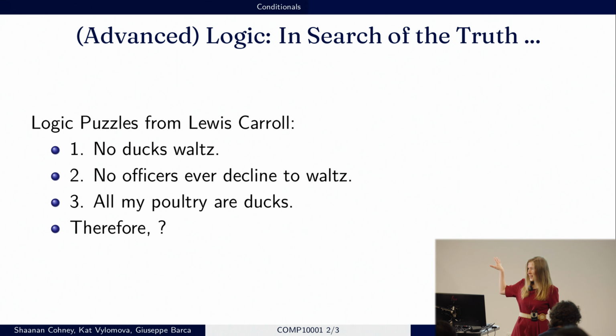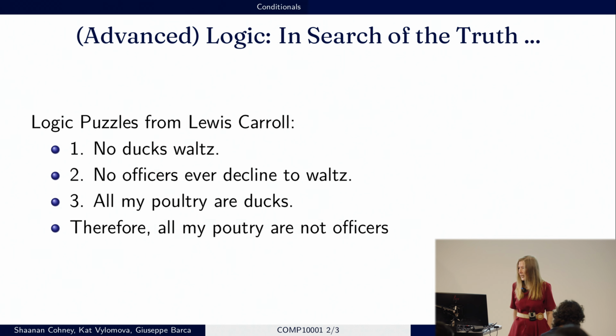So here is a puzzle from Lewis Carroll: no duck waltzes, no officers ever decline to waltz, and all my poultry are ducks. What can we conclude from these statements? So we can conclude that all my poultry are not officers.